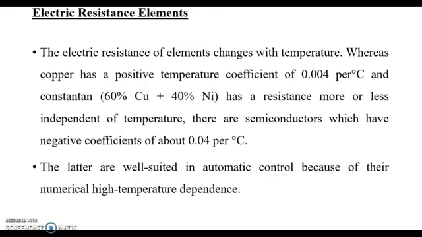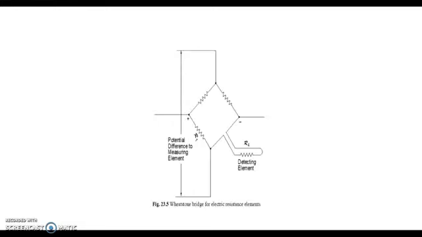Electrical resistance elements. The electrical resistance of the element changes with the temperature, where copper has a positive temperature coefficient and constantan is independent of temperature, and semiconductor has a negative temperature coefficient. Semiconductors are well suited in automatic control because of their high temperature dependence. This is the Wheatstone bridge for electrical resistance elements.